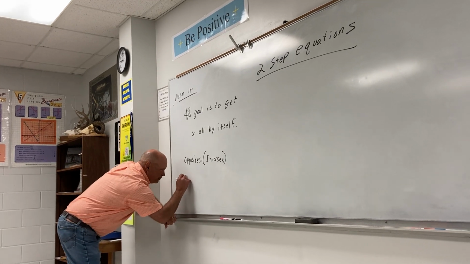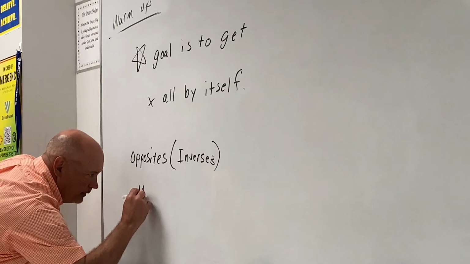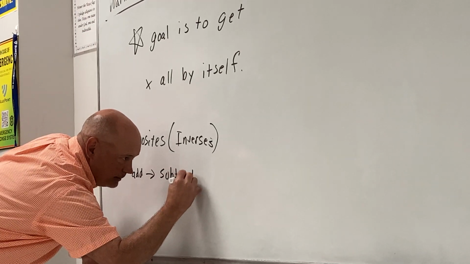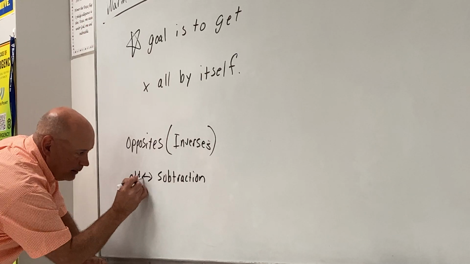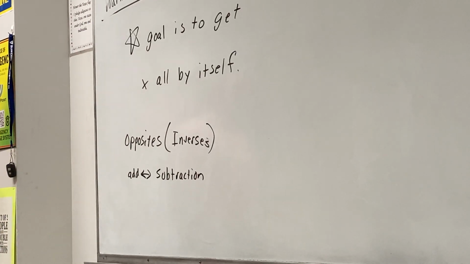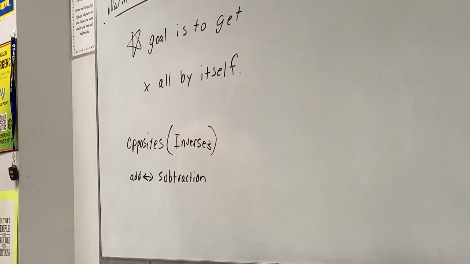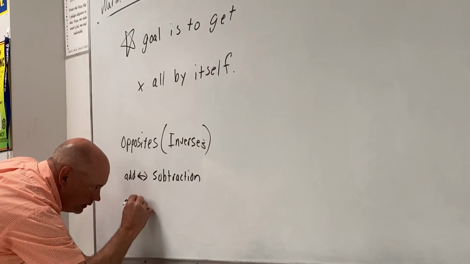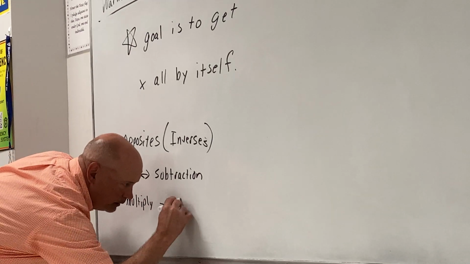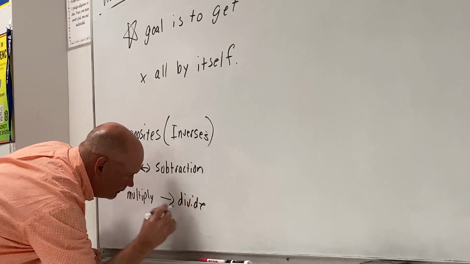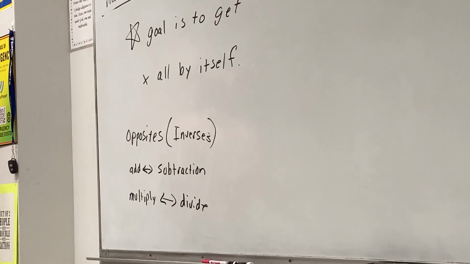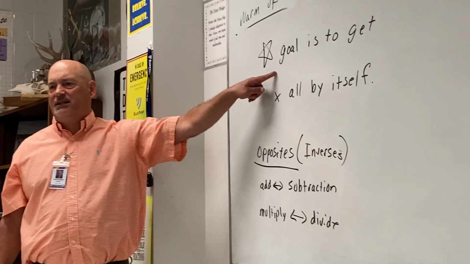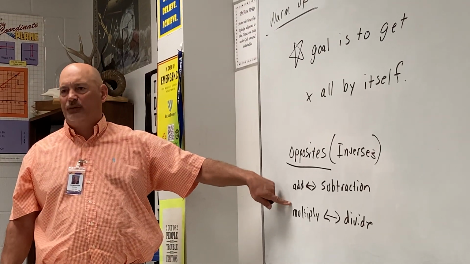Maybe. So what is the opposite of addition? Subtraction. What's the opposite of subtraction? Addition. So I'm going to put a double arrow on that. Those two are the opposites of each other. What's the opposite of multiply? Divide. And what's the opposite of divide? Multiply. Any questions so far? So to get x by itself, we've got to apply the opposite rule.